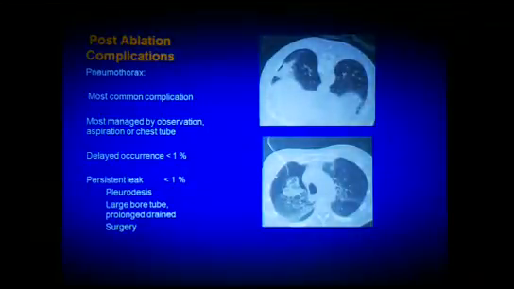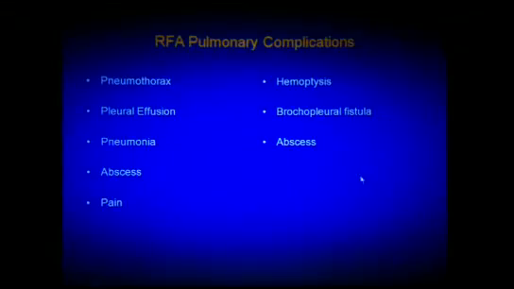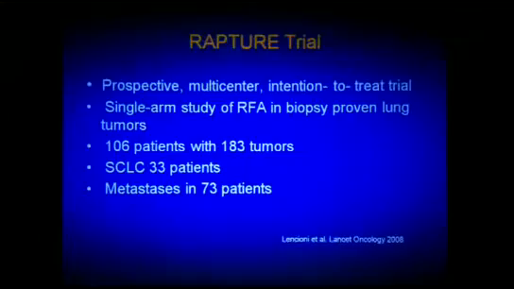The complications, as I've already mentioned, pneumothorax is the most common. Usually we place a chest tube and aspirate the air. Usually the chest tube is just removed. Persistent leak is rare, happening less than 1% of the time. There are other complications that can happen. I won't go into that because they're so rare.